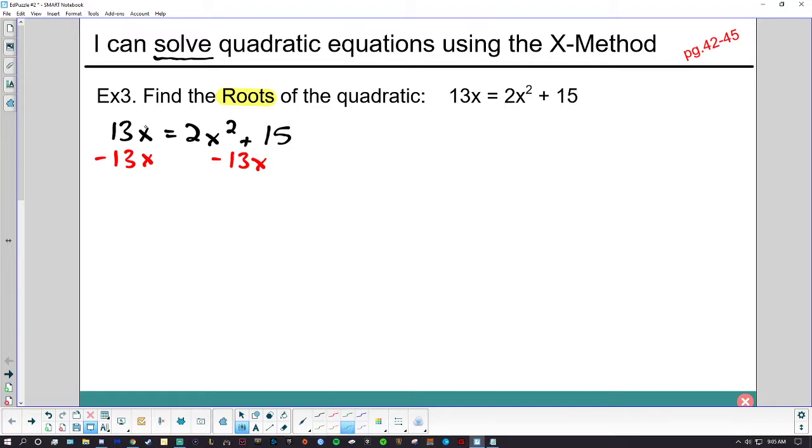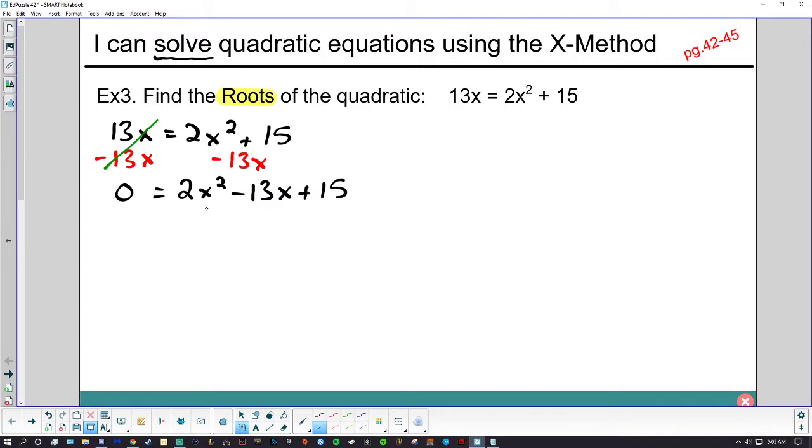When I do that, on the left side, 13x minus 13x simplifies to 0, and we get that 0 on the left side. On the right side, when we subtract 13x, there isn't any other like term, so we're just going to bring it down with it, and I'm going to scooch it in the middle so that it's already in order. So we have 2x squared, scooch in our minus 13x plus 15. So now we have standard form. We have ax squared, we have bx, and we have c.